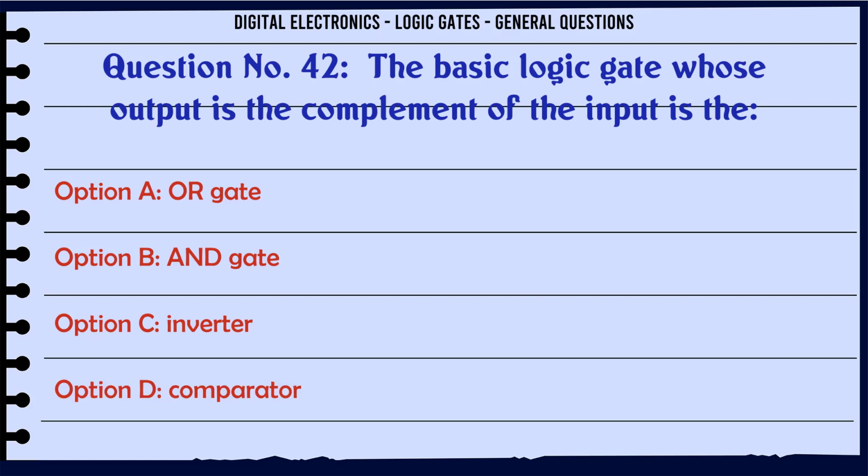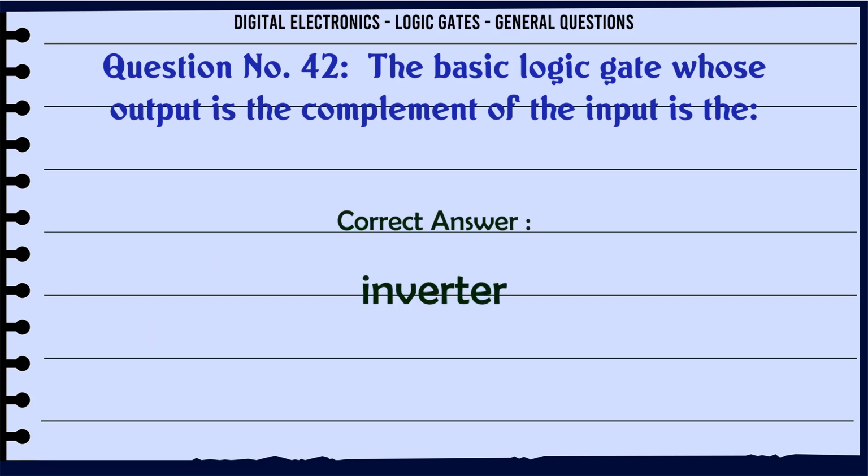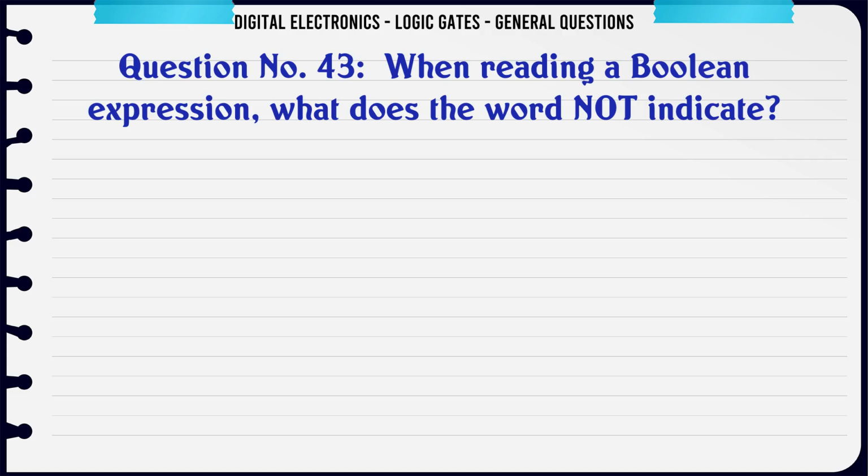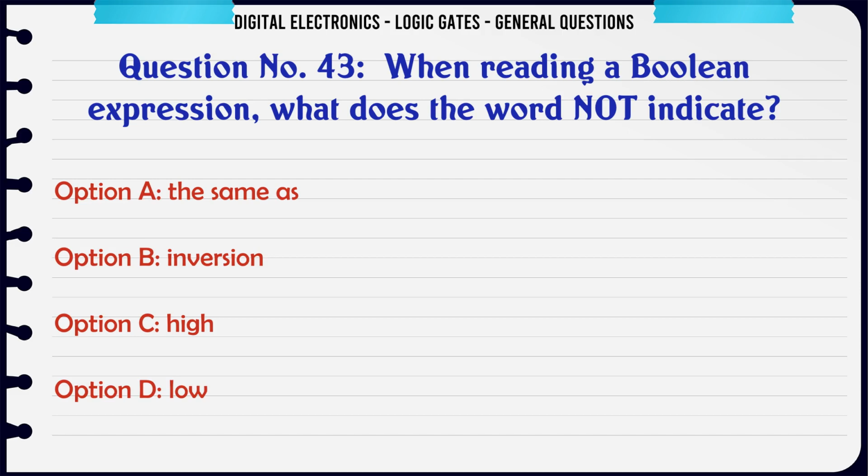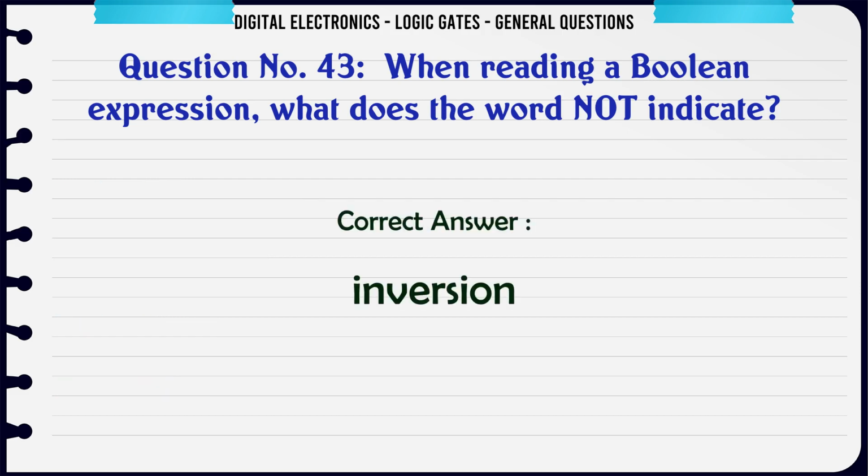B. AND gate. C. Inverter. D. Comparator. The correct answer is inverter. When reading a Boolean expression, what does the word not indicate? A. The same as. B. Inversion. C. High. D. Low. The correct answer is inversion.